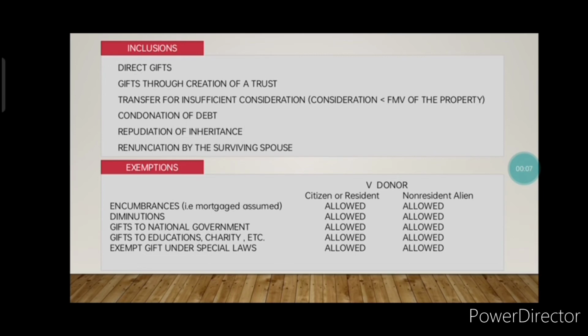So below are the following exemptions in the amount of the gross gifts. These are not exclusions, but they are treated as deductions in the amount. We have here the encumbrances. Example is the mortgage assumed by the donee, diminution or the decrease in the value of the donated property, gifts to national government, gifts to education, charity, and etc. Exempt gifts under special laws. So whether the donor is a citizen or resident or a non-resident alien, they are still allowed to subtract the following exemptions.